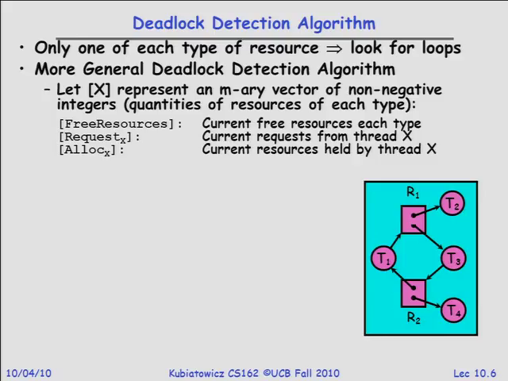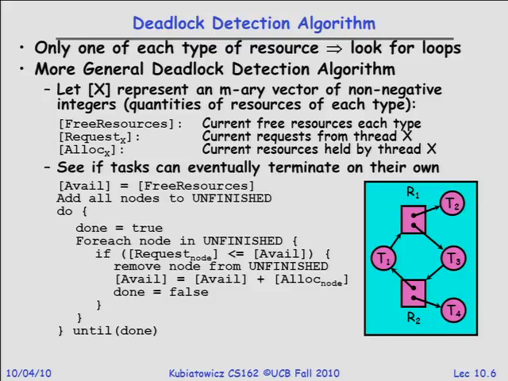Now that you got that, we just toss a little list-based algorithm at this. And what we say here is that we take the total number of free resources, and we put that in an available vector, and then we're just going to work our way through until we can't go any further.